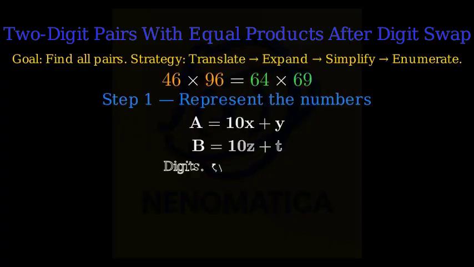Step 1. Represent the first number as 10x plus y and the second number as 10z plus t. Here x and y are the tens and ones digits of the first number, and z and t are the tens and ones digits of the second number. All digits are between 1 and 9 because we consider valid two-digit numbers.